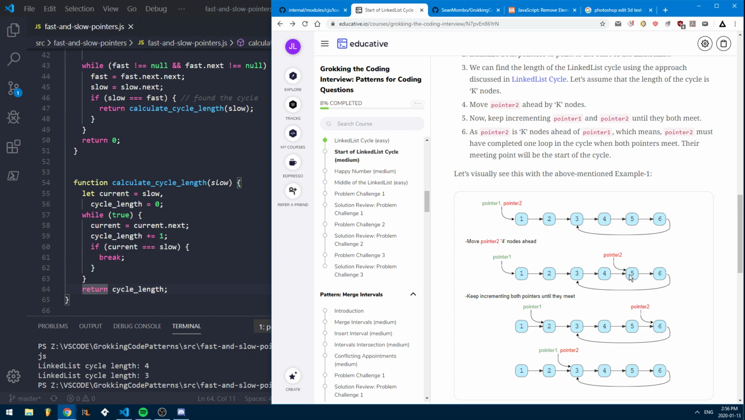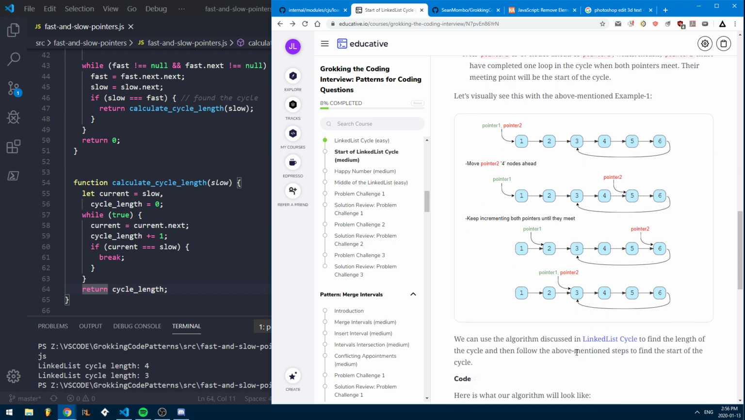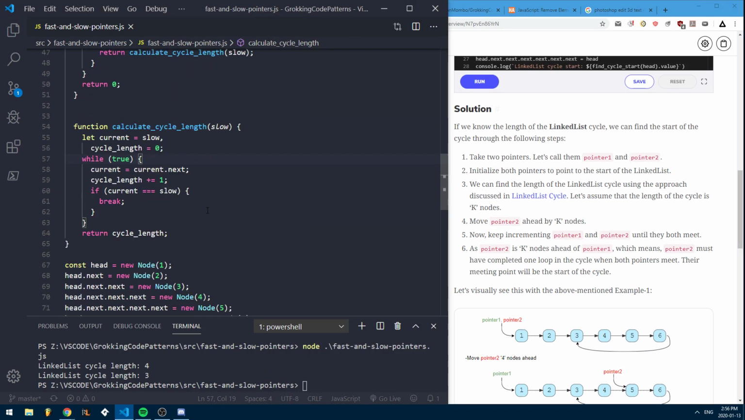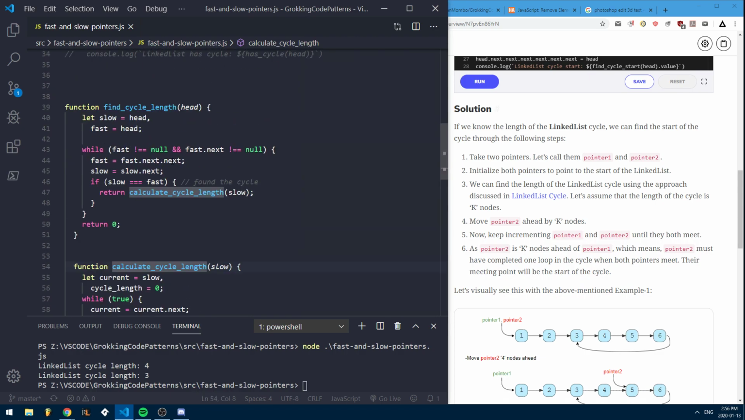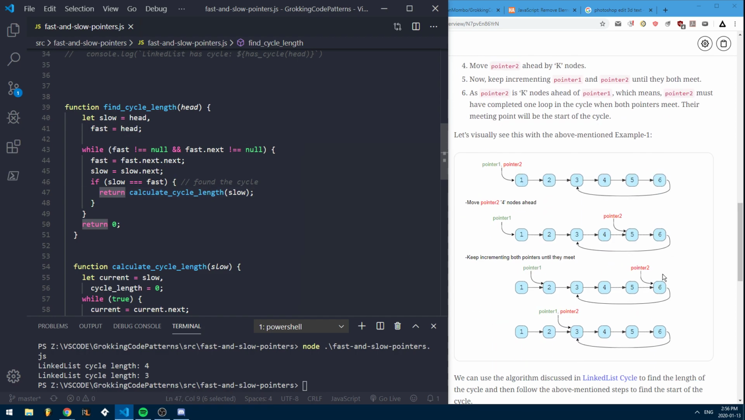Then keep incrementing both pointers until they meet. K nodes ahead. 1, 2, 3, 4. 1, 2. Okay. So we find the length. And they're advanced incrementing by 1. Yeah, okay.